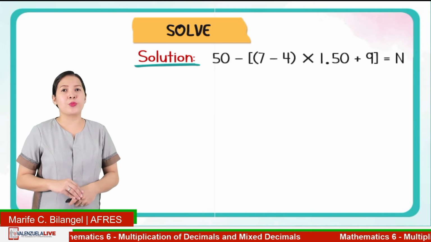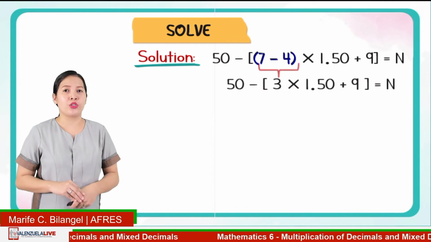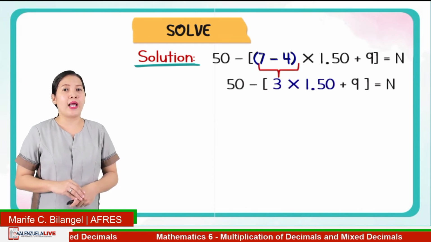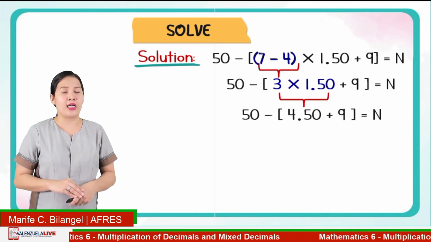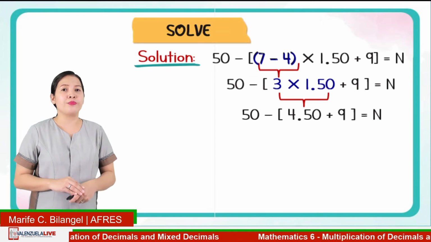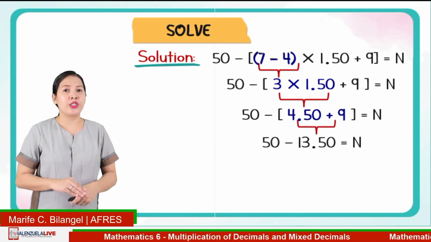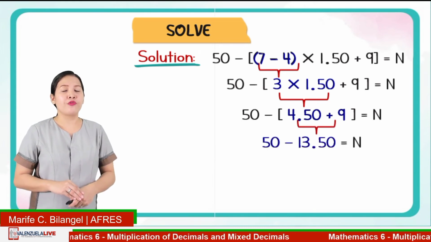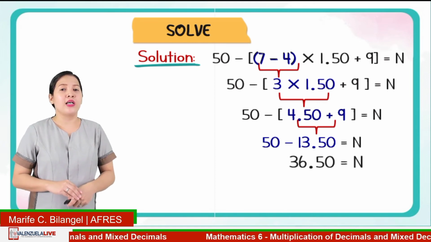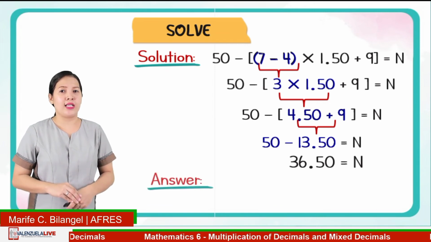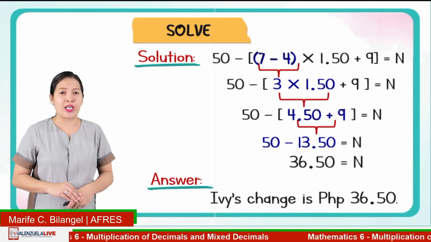So the solution for this problem: we have to subtract first, 7 minus 4. The result is 3. Then let us multiply 3 by 1 and 50 hundredths. The result is 4 and 50 hundredths. Let us now add 4 and 50 hundredths to 9. So the sum is 13 and 50 hundredths. 50 minus 13 and 50 hundredths, the answer is 36 and 50 hundredths. So therefore, Ivy's change is 36 pesos and 50 centavos.